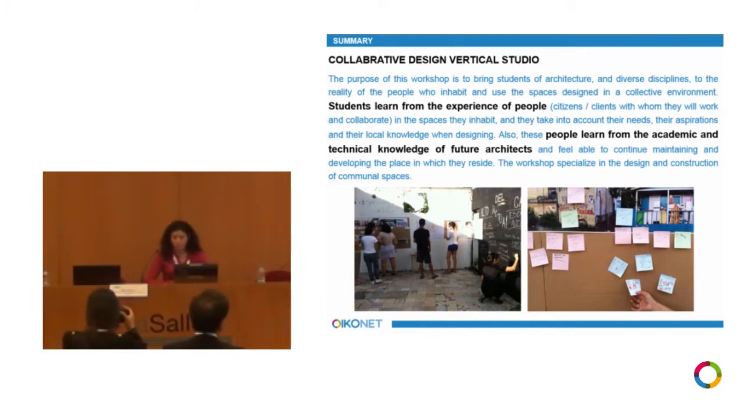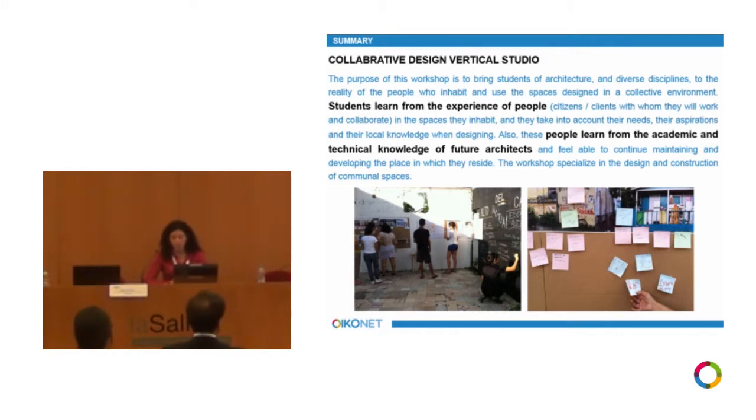In this case, the photographs I'm showing are in a community called Alto de Cabro, back in San Juan, Puerto Rico. The purpose of this workshop is to bring students of architecture and other disciplines to the reality of the people who inhabit and use the space design in a collective environment. Students learn from the experience of people, citizens, clients with whom they will work and collaborate in the spaces they inhabit, and they take into account their needs, their aspirations, and their local knowledge when designing. Also, people learn from the academic and technical knowledge of future architects and feel able to continue maintaining and developing the place in which they reside.